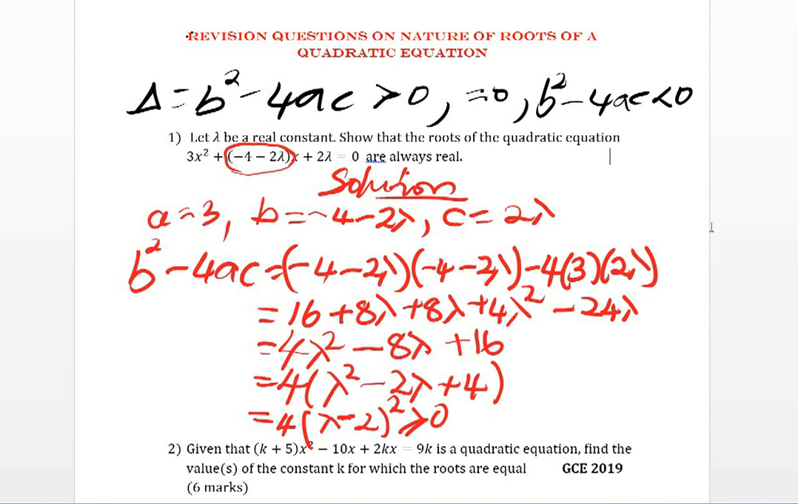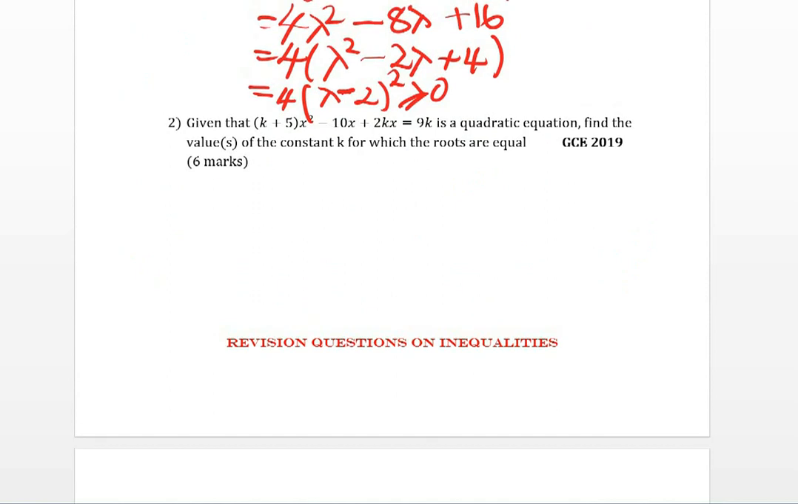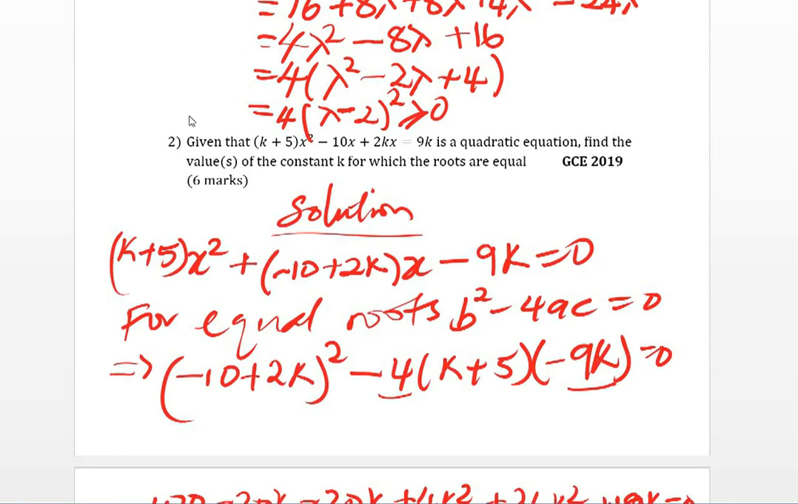All right, now question 2 says, given that the roots of the equation (k plus 5)x squared minus 10x plus 2k equal to 9k are equal, find k.